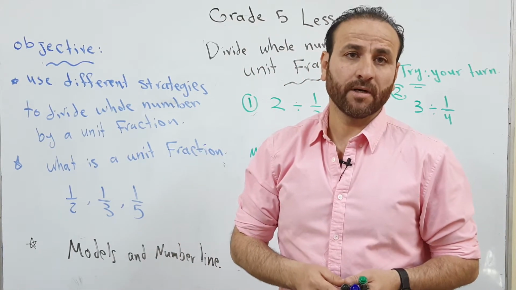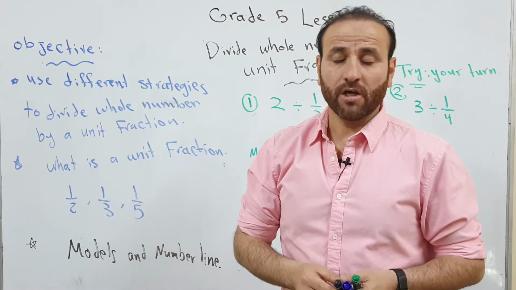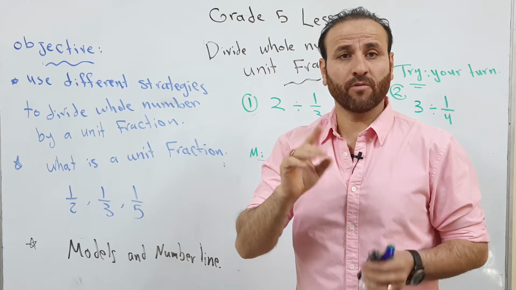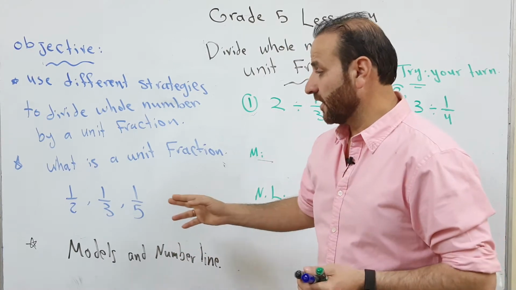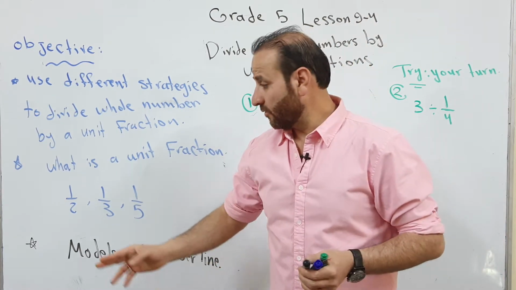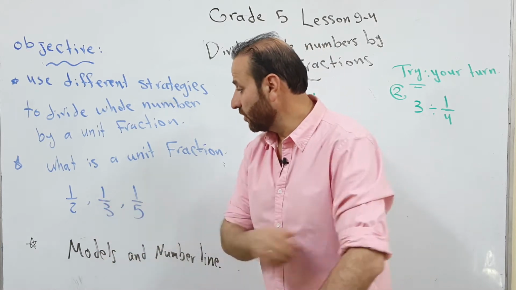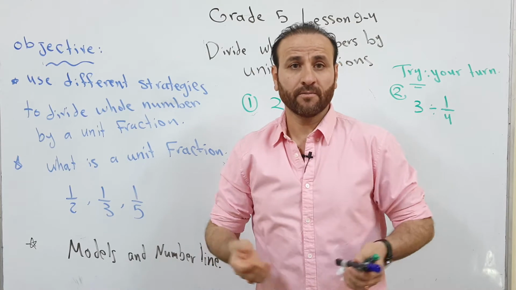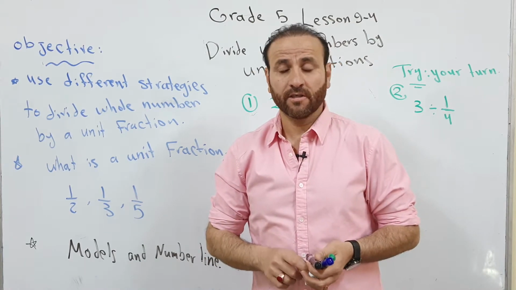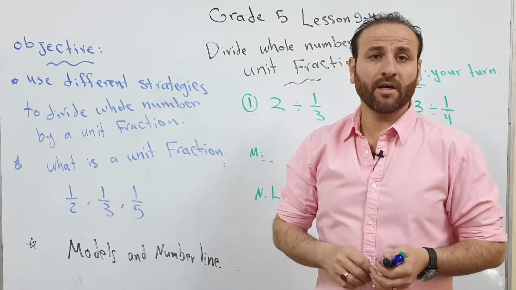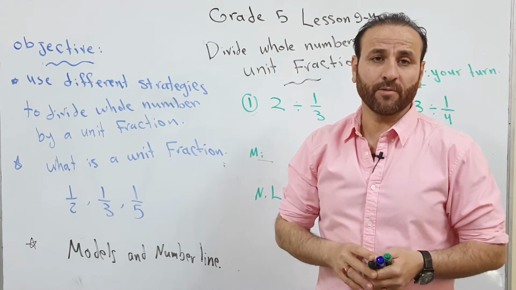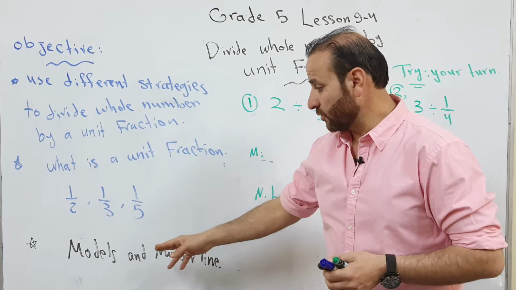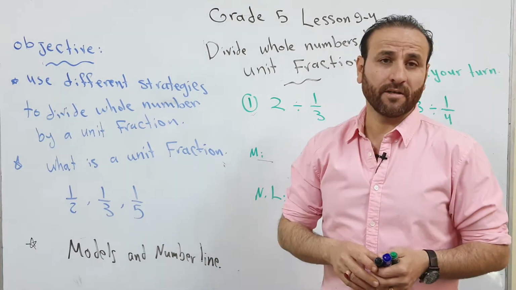What do we mean by a unit fraction? A unit fraction is a fraction that represents one part of the whole. So the numerator is always 1. For example, 1 over 2, 1 over 3, 1 over 5, 1 over 9, whatever. So this is a unit fraction. Now, what are the strategies and ways we're going to use in today's lesson? We will use models and a number line.